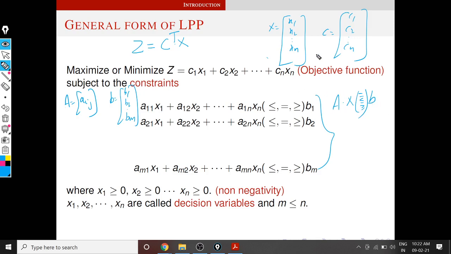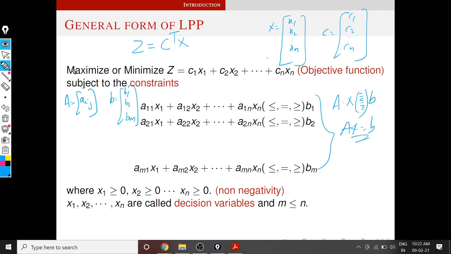Okay, so the objective function is of the form C transpose x, in matrix representation, and the constraints are represented like this: Ax less than or equal to, or greater than or equal to, B. Actually, in general, when we simplify a problem, all the inequations become equations. We convert every inequation to an equation, then only we solve the problem. So at that time this becomes Ax equal to B by adding some extra variables.